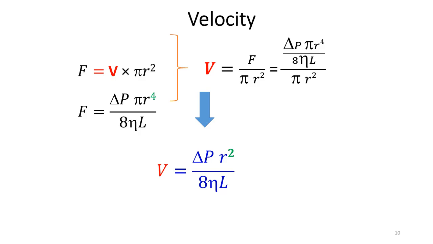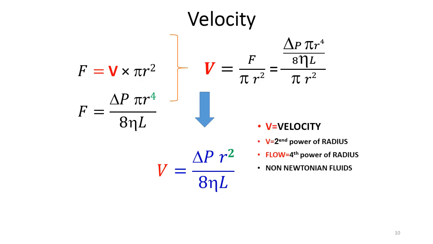One important thing in this formula is that flow is influenced by the fourth power of radius, but velocity is influenced by the second power of radius. Why is this important? In the vessels, when some vessels want to divide into other smaller vessels, if the velocity or speed of blood flow was higher, they cannot turn into the smaller vessels.